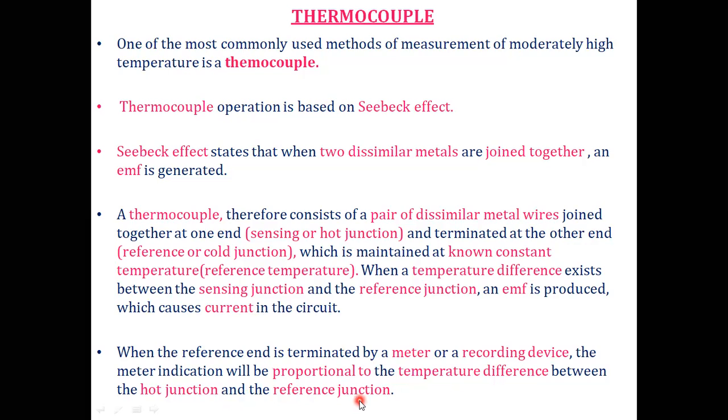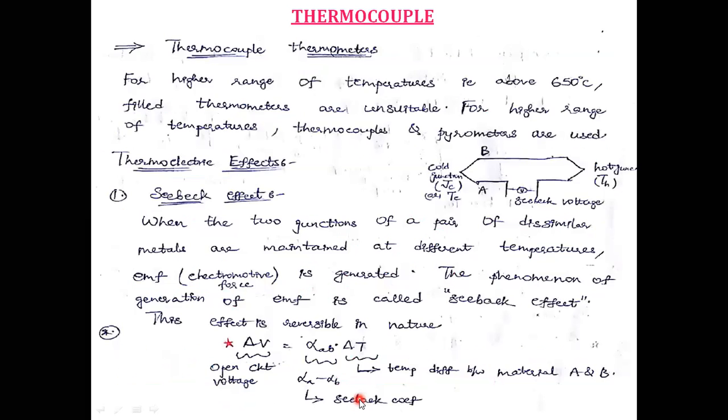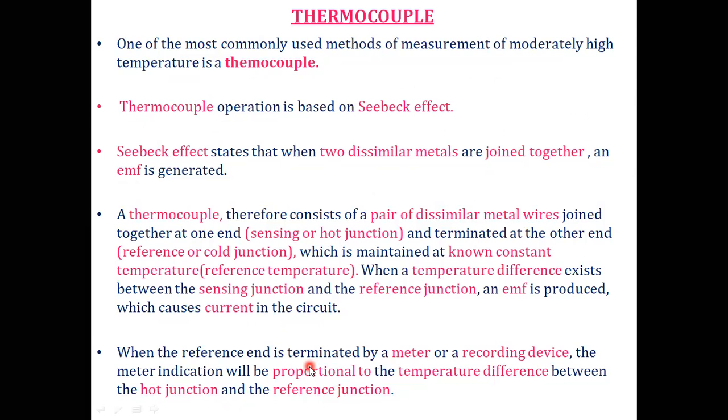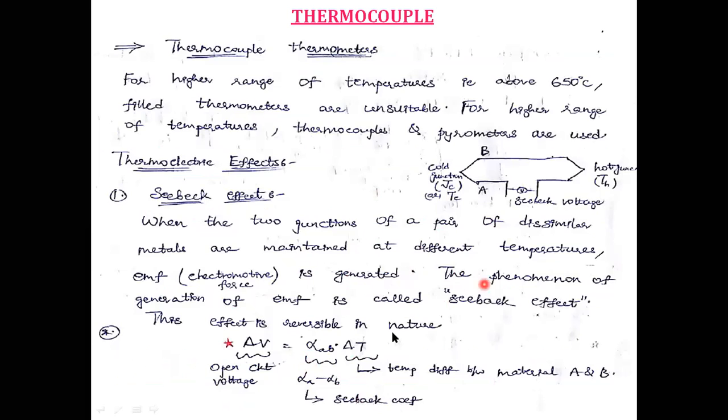Okay, and this is the actual concept. We will see the different thermoelectric effects. We will see the thermocouple thermometer. Here, this is one metal, A, and this is another metal, B. One junction is maintained as the hot junction, let it be TH, and another junction is maintained as the cold junction, TC, like that.